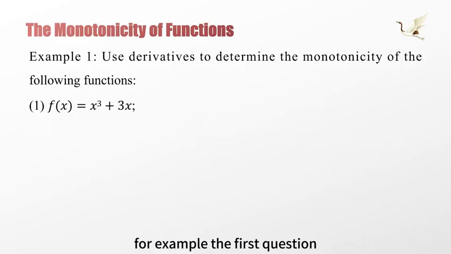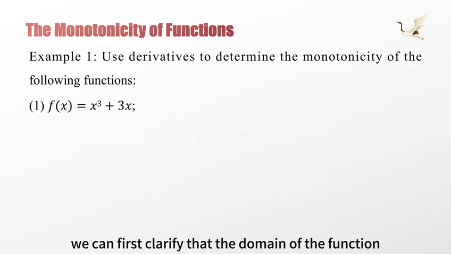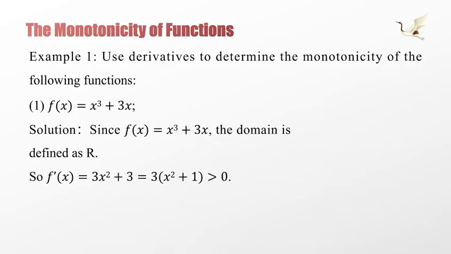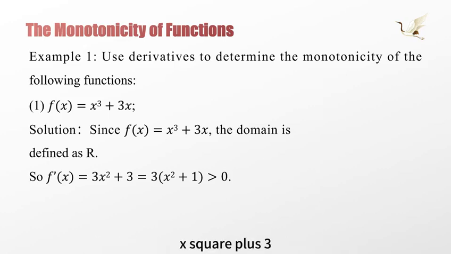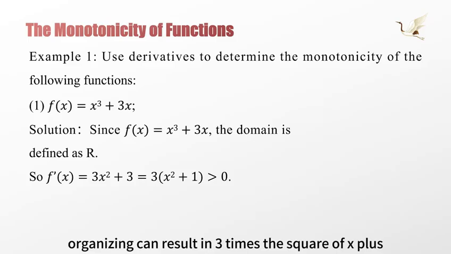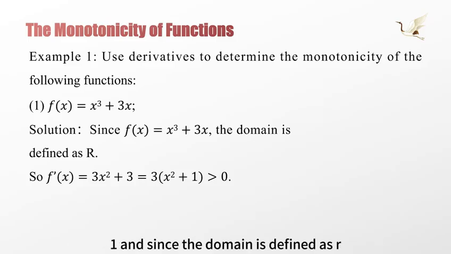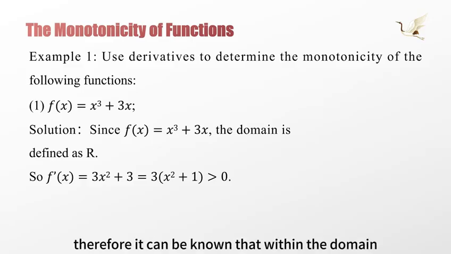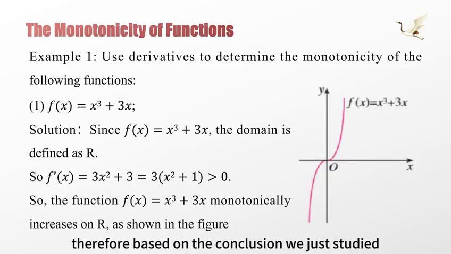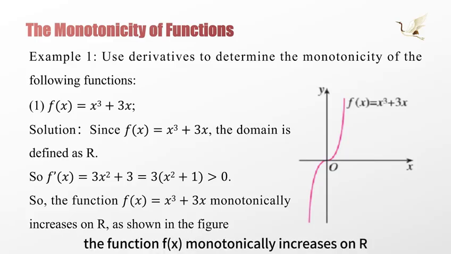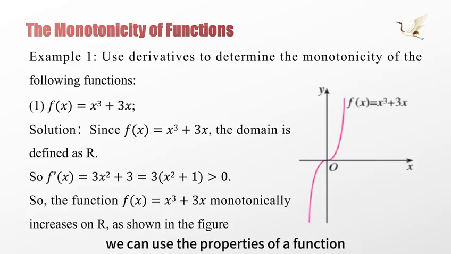For example, the first question. Because f(x) is equal to x cubed plus 3x, we can first clarify that the domain of the function is R. Taking the derivative, we obtain 3x squared plus 3, which organizes to 3 times (x squared plus 1). Since the domain is R, within the domain the derivative is always greater than 0. Therefore, based on the conclusion we just studied, the function f(x) monotonically increases on R. We can use the properties of a function to roughly draw its schematic diagram, as shown in the figure.